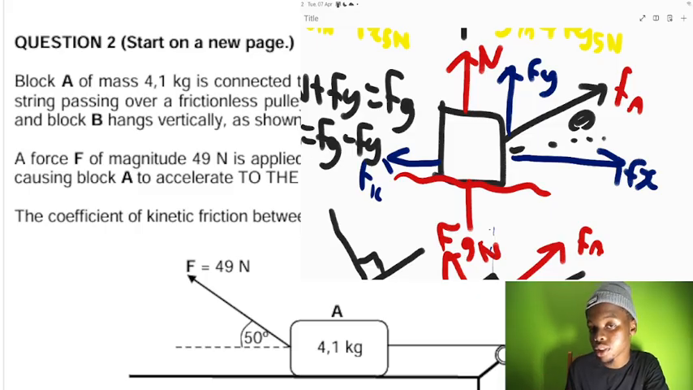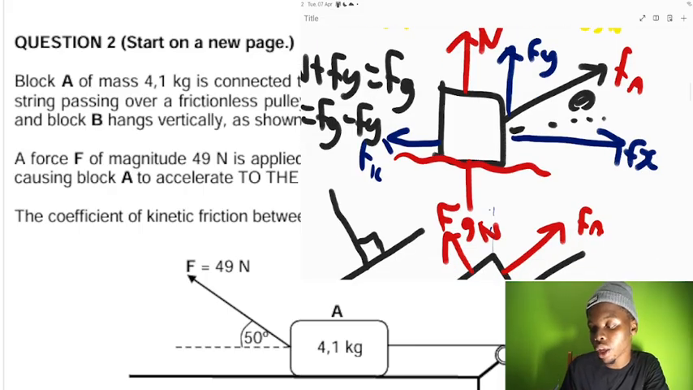The vertical forces, we have normal force going up, but we also have what? Fy. Fy, that is what? The vertical component of the force applied. So you see now, not only normal force is going up, but it's also Fy. So that means normal force plus Fy will have to equal Fg. Normal force and Fy are the ones that are balancing Fg.